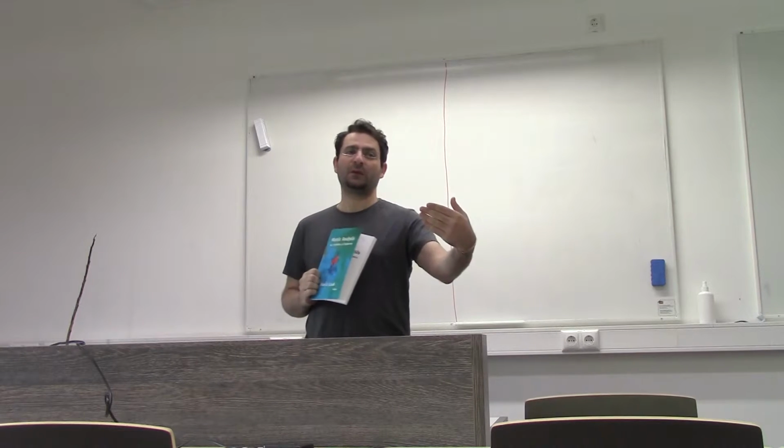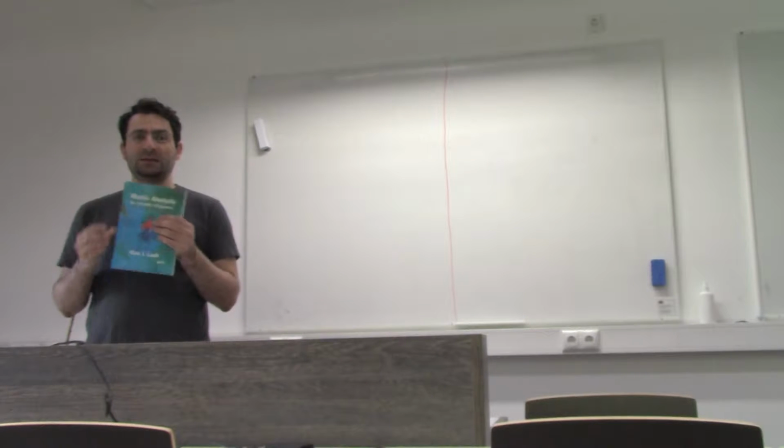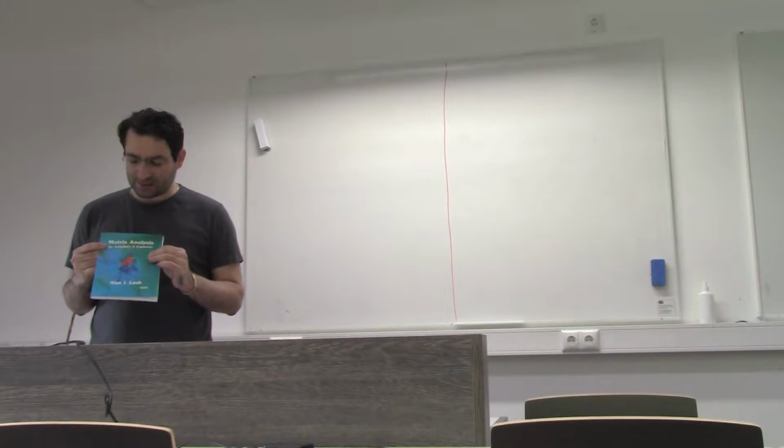I'm expecting that by the end of the course you will have a critical point of view and an analytical point of view regarding the problems that you are solving, if you have the background of science and engineering. Okay? So the book that we will follow is this book. It's called Matrix Analysis for Scientists and Engineers.